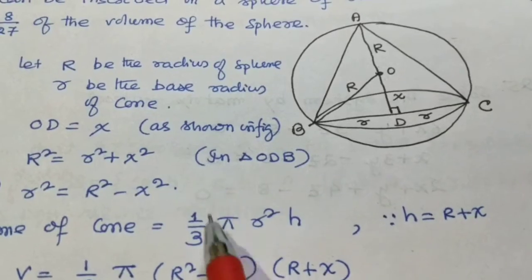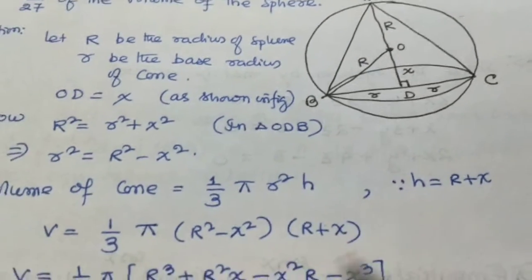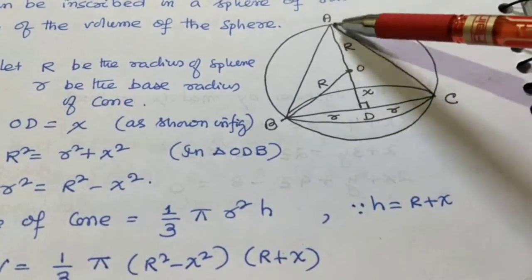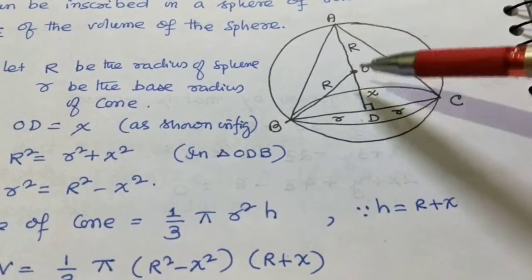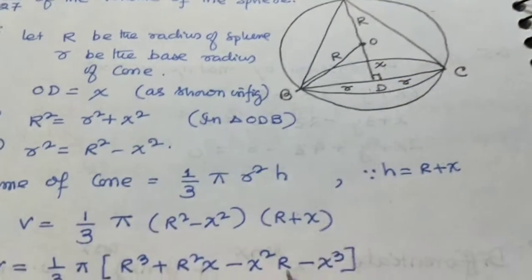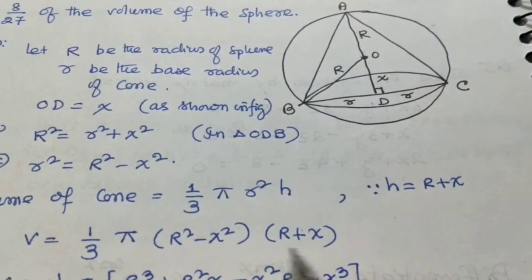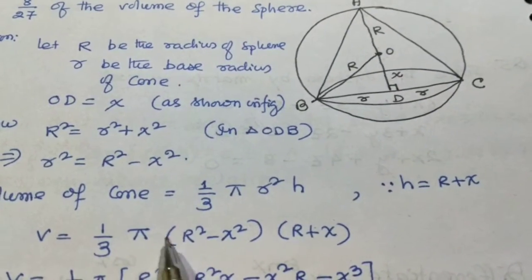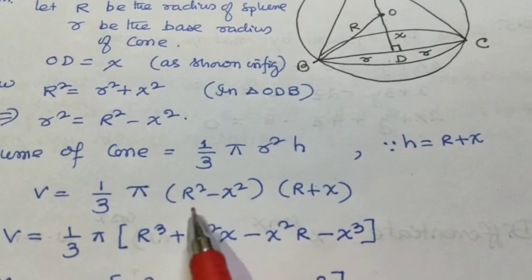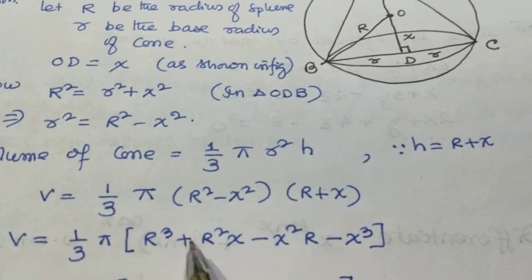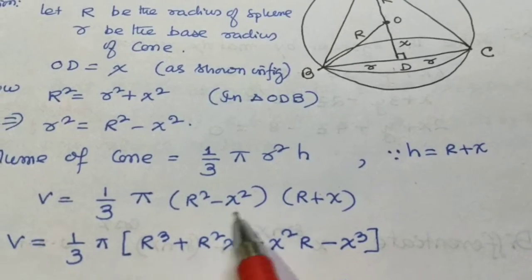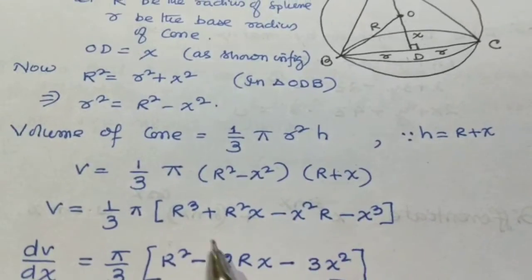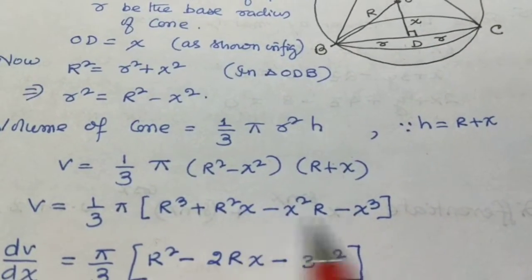Volume of cone is 1/3 pi r squared h, where h is the height of the cone. Height of the cone is AD, that is AO plus OD, which is R plus x. So height h is R plus x, and r squared we have calculated, so V is 1/3 pi (R squared minus x squared)(R plus x). It is better to multiply before differentiating, otherwise you need to use the product rule. No problem, but this is the easier way, I think, that is why I multiplied.